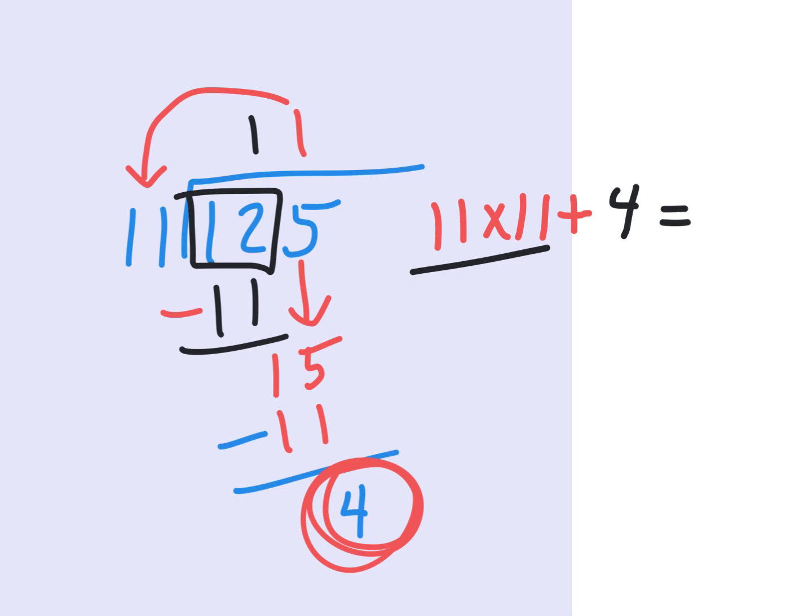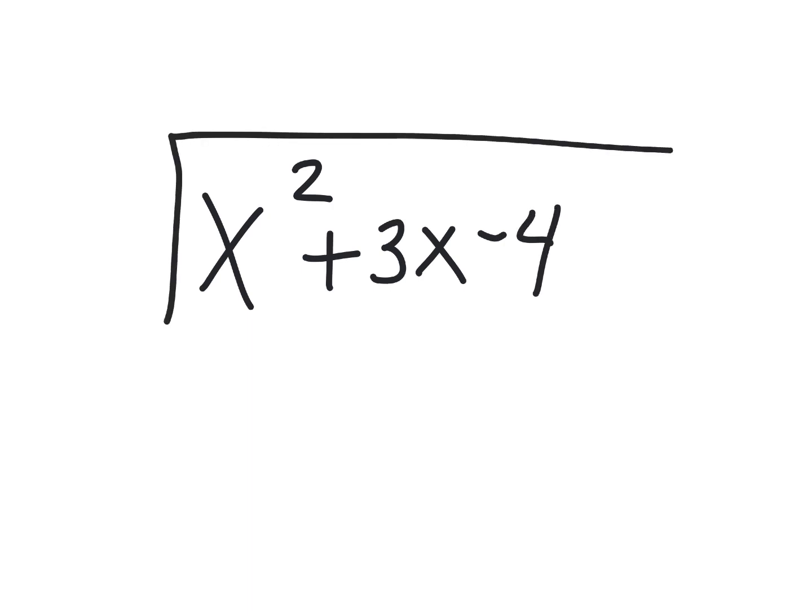All right, now we got to extend this to polynomials. So here's one. X squared plus 3x minus 4, and put that on the inside of the house. And on the outside, we put the thing we're trying to see how many times it'll go in. And we'll always tell you what you're supposed to divide by. So I'm going to divide this by x plus 4.